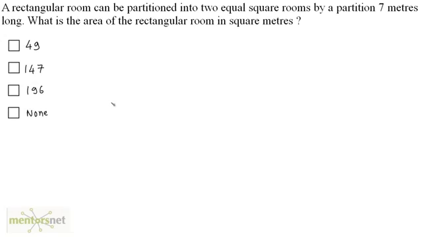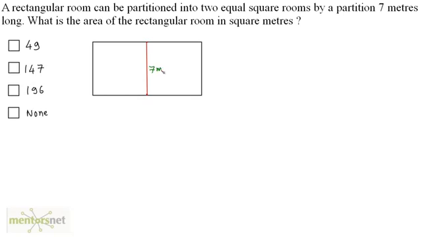A rectangular room can be partitioned into two equal square rooms by a partition 7 meters long. What is the area of the rectangular room in square meters? So you have a situation like this. You have a big rectangular room and it is partitioned into two square rooms, and the length of this partition is 7 meters. So as these are two square rooms, we can say that the side of both of these square rooms is 7 meters.